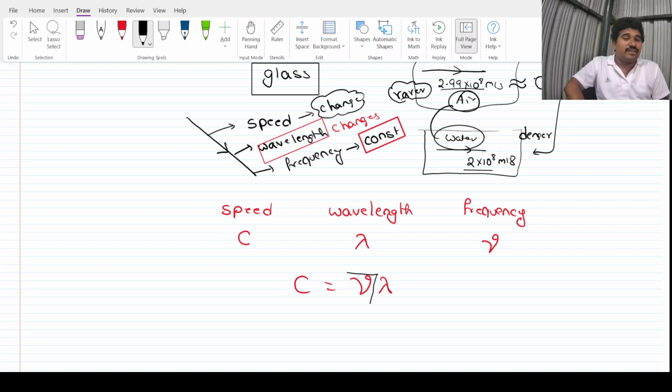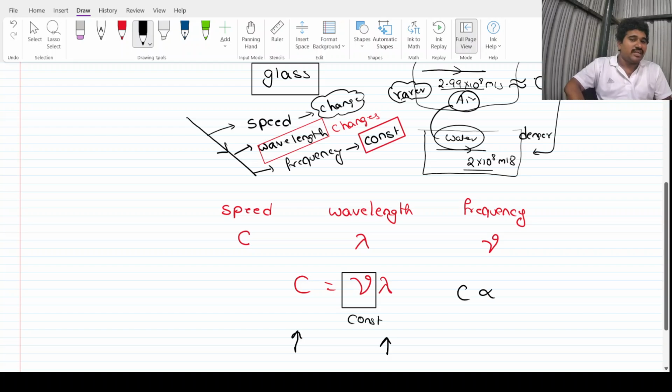You said that frequency is constant. Correct? If c increases, what happens to lambda? That should also increase, because c is directly proportional to lambda. That means if c increases, lambda increases; if c decreases, lambda decreases.